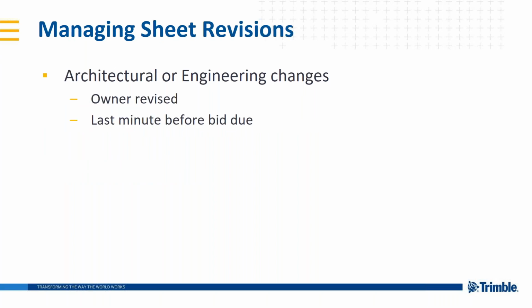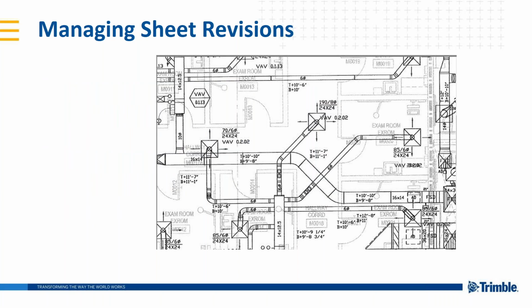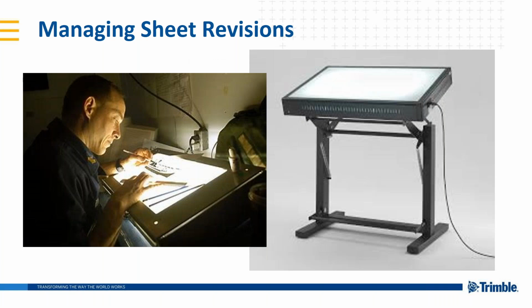I want to talk about managed sheet revisions. So I get changes, whether it's architectural engineering changes, they were revised and sent, and a lot of times they show up at the last minute. And sometimes they're not properly clouded. There might be changes in the notes, might be changes in the sizes and so forth like that, that you can't see. And if there's a way to identify these changes, it makes it a lot easier. So just to give you an example, a manual effort is you overlay over top and you see what you have and put it up to a light, or put it on a light table.